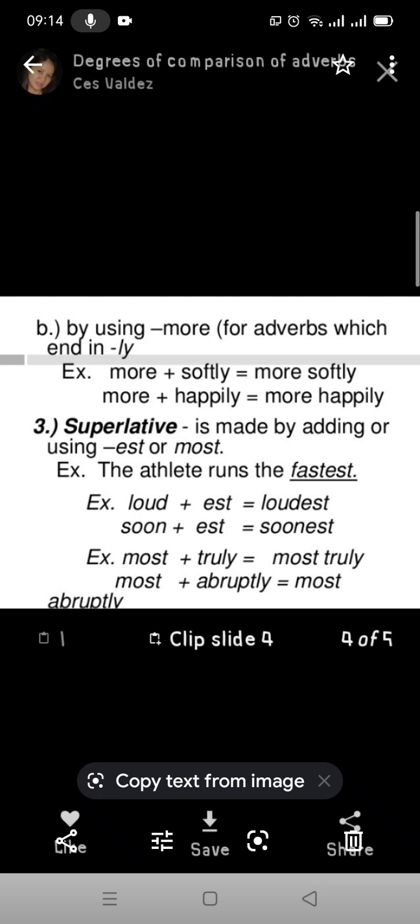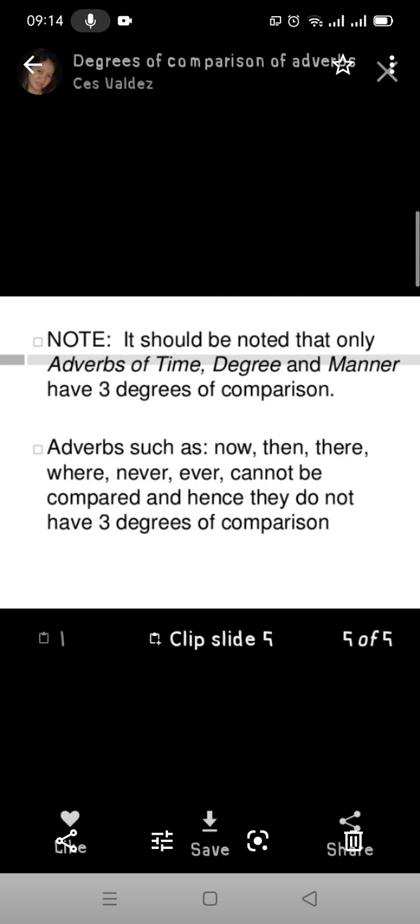Furthermore, a few examples you can see on the screen, like loud plus est is equal to loudest. Similarly, when we add est to the adverb soon, it becomes soonest. Then truly and abruptly are adverbs. By adding most to them, they become superlative degree, like most truly and most abruptly.